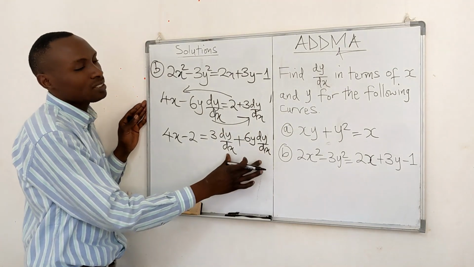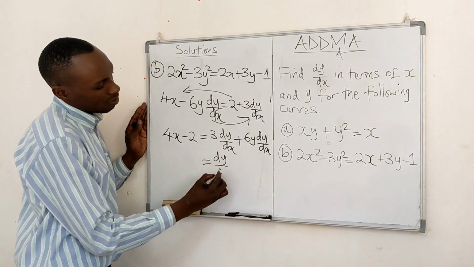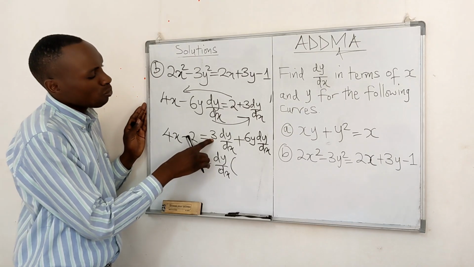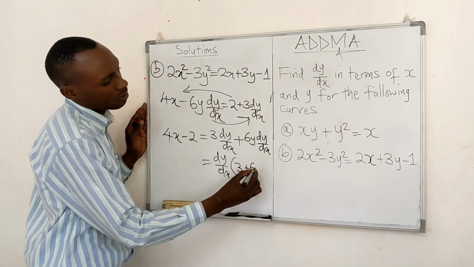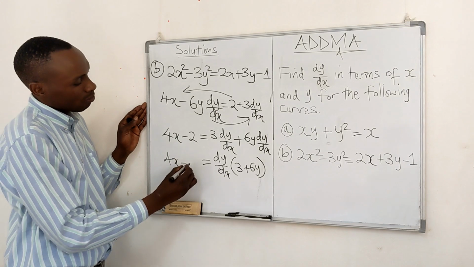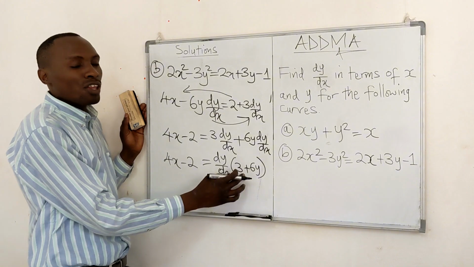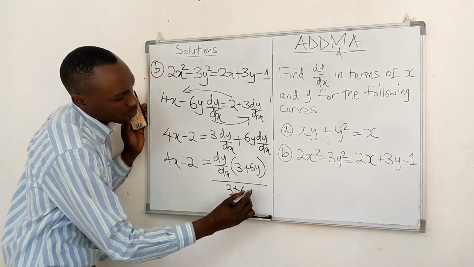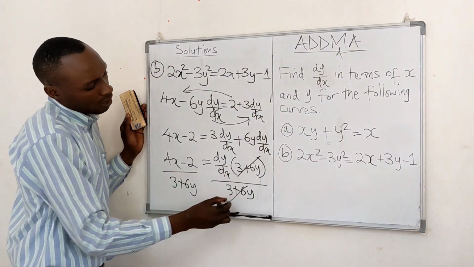Then factoring out dy/dx on the right side here will give us the following. For the first term, we are going to remain with the 3. So 3, then plus, the second term will remain with the 6y. Then on the left side here, we have 4x minus 2. So what we just need to do now is divide through by 3 plus 6y to get dy/dx. So dividing through by 3 plus 6y both sides.